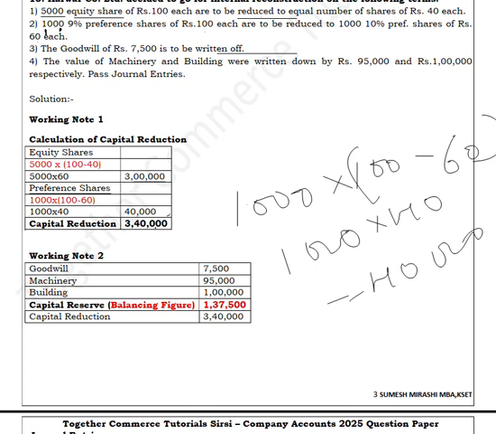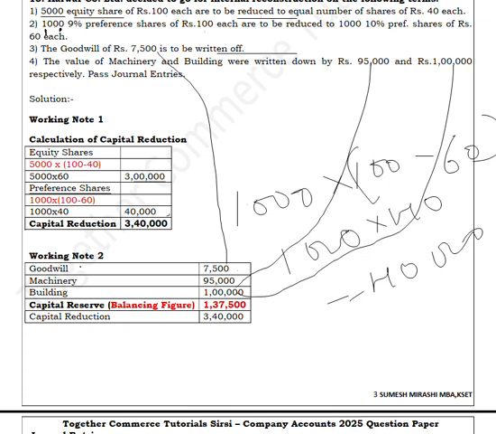Now this same capital reduction is to be used for goodwill. That is what they have given, goodwill 7,500 as it is. So this comes here directly. Then machinery we have taken as 95,000 as they have given here. Machinery 95,000 directly. Then building 1 lakh. So after that, you can see something written here. It is called capital reserve, and that will be the balance figure.